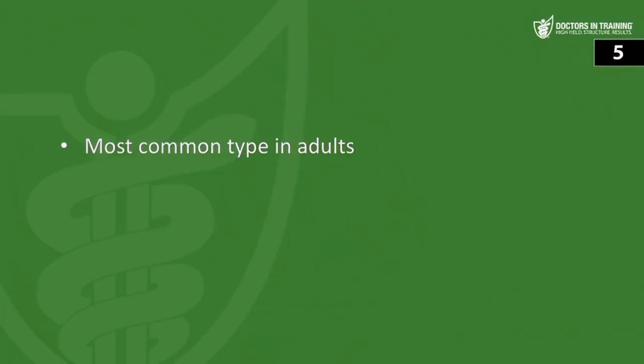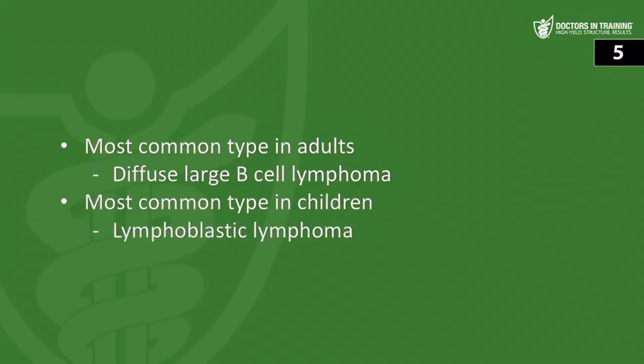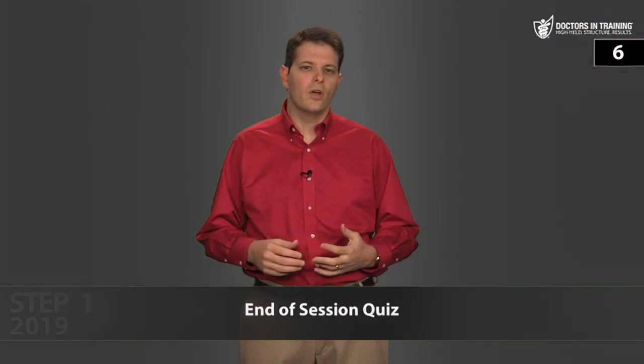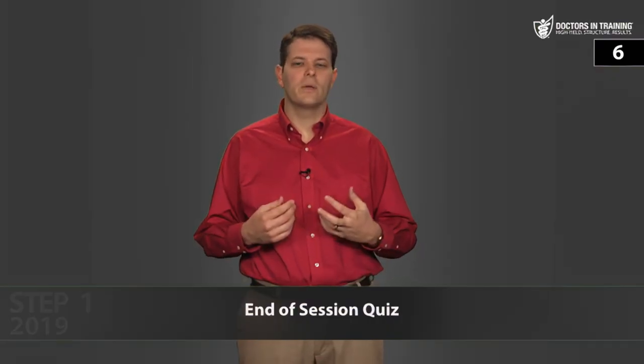Next, what's the most common type of non-Hodgkin lymphoma in adults and in children? So the most common type in adults is that diffuse large B-cell lymphoma, and in children, the most common is lymphoblastic lymphoma.